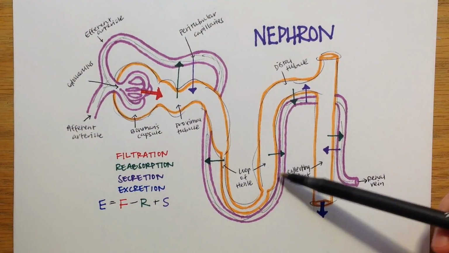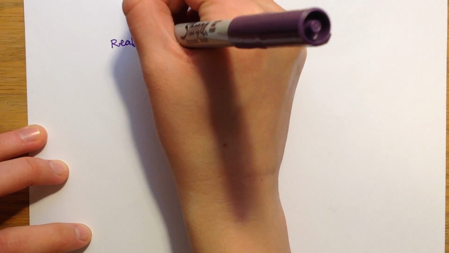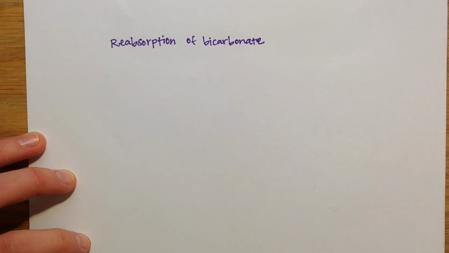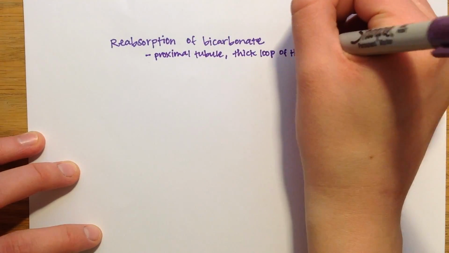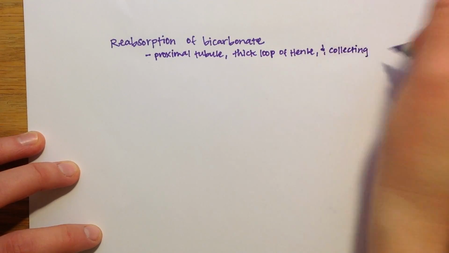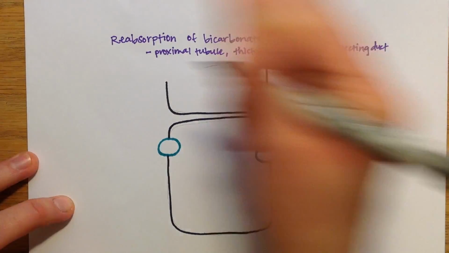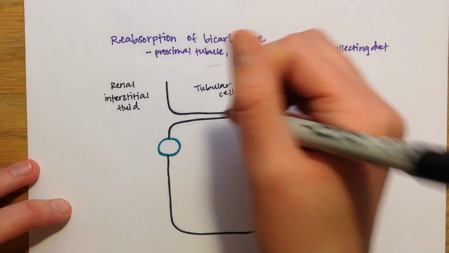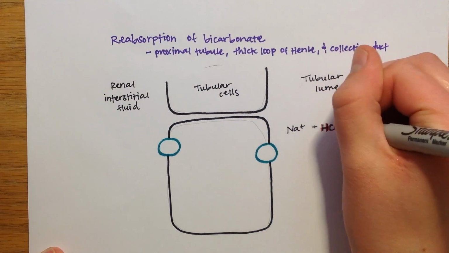Now we are going to look at a few of these sites that participate in bicarbonate reabsorption. These sites are in the proximal tubule, the thick loop of Henle, and the collecting duct. I'll draw a diagram of how bicarbonate reabsorption occurs across the cell barrier between the lumen of these parts of the nephron tubule and the renal interstitial fluid, or we can think of this fluid as the blood because nutrients here will eventually go back to the blood.